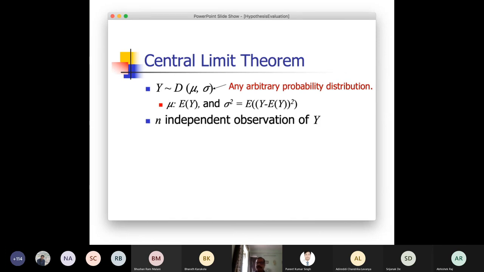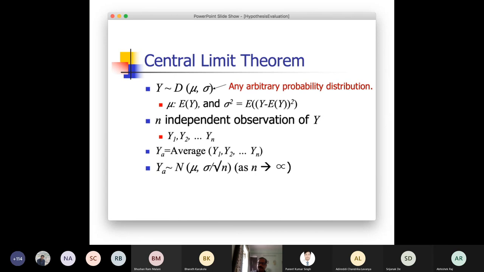Now you draw an independent observation of y, right? And then you consider the average. Now that is the estimate of your mu here, the estimate of the mean of the distribution. So this average, following the central limit theorem, will ideally follow this kind of distribution. It's a Gaussian distribution, or normal distribution. Right. Okay.